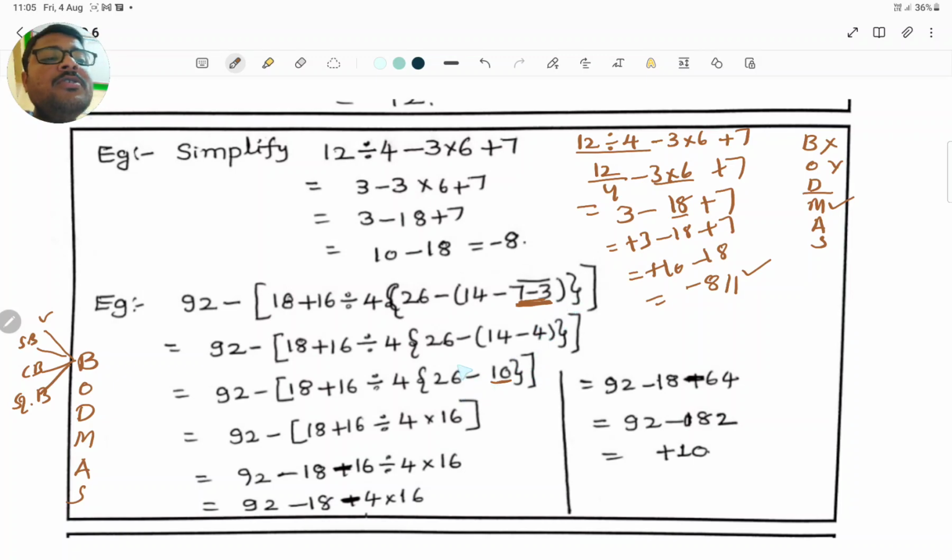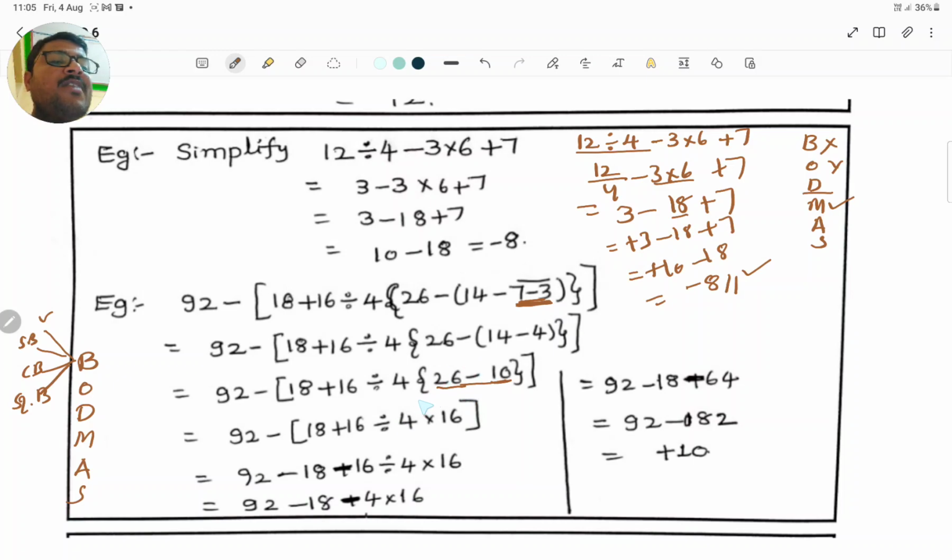Next I want to do the flower bracket. I want to close the flower bracket. In the flower bracket, 26 minus 10 is there. 26 minus 10 means 16. Now it is completed. Now the flower bracket is over.